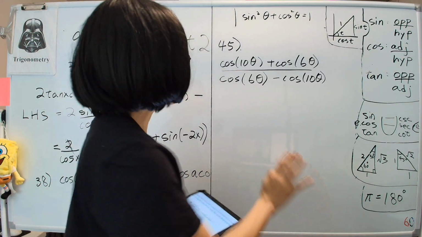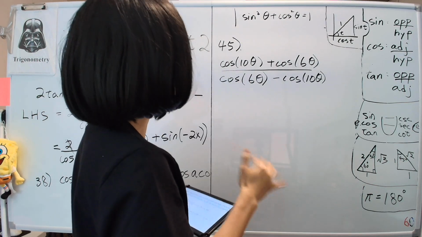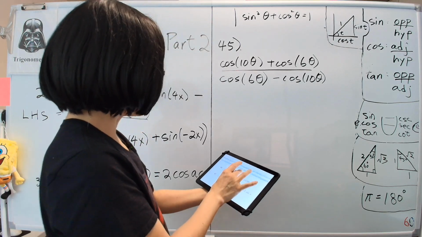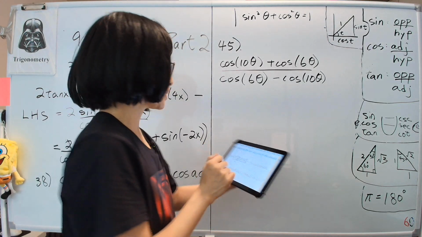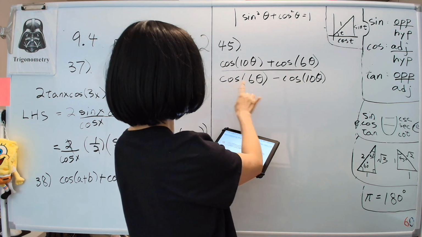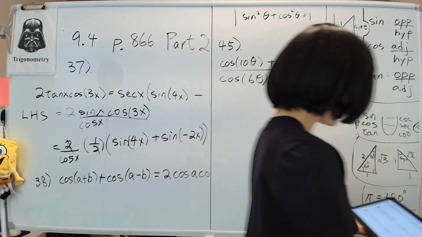Okay, now problem 45, we have this thing. We have to figure out what it equals, in terms of identities. First let me check that I wrote down the problem correctly. Cosine 10 theta plus cosine 6 theta over cosine 6 theta minus cosine 10 theta. Okay, that should be good enough.